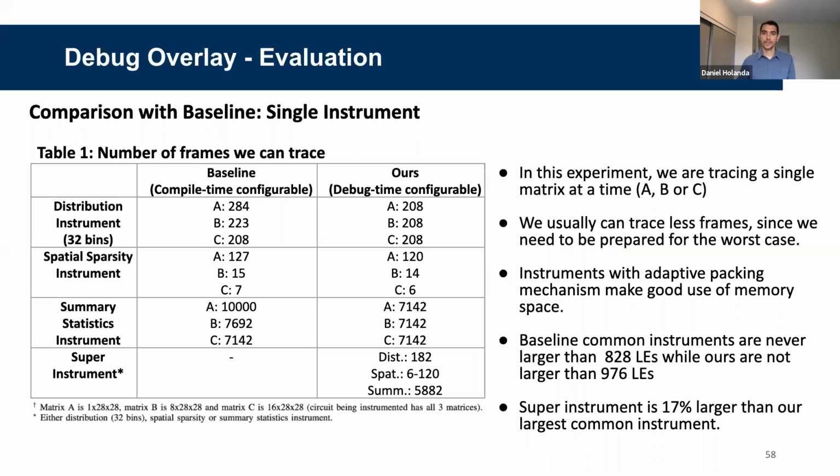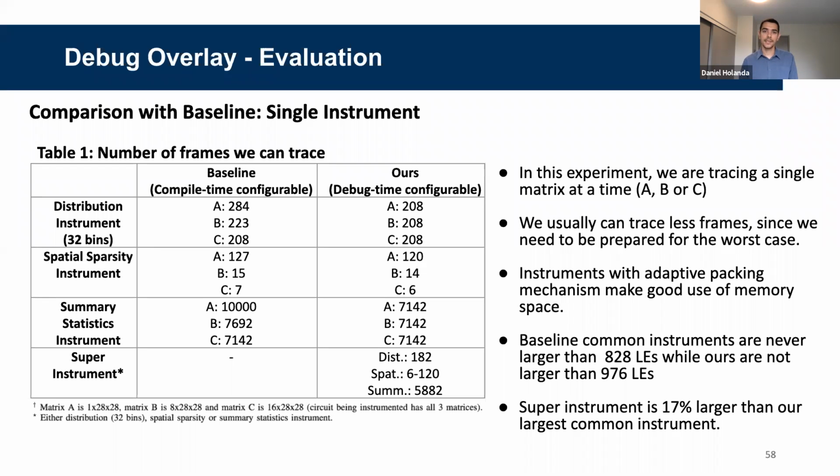So now let me show you some of the results. So this is a very simplified table of results, and you can find a complete table in our paper. This has been published at FPT last year. And the main thing here that I want to show you is the overhead in terms of the number of frames we're able to trace. So in this experiment here, we're tracing a single matrix at a time, either matrix A, B, or C, and those matrices have different sizes.